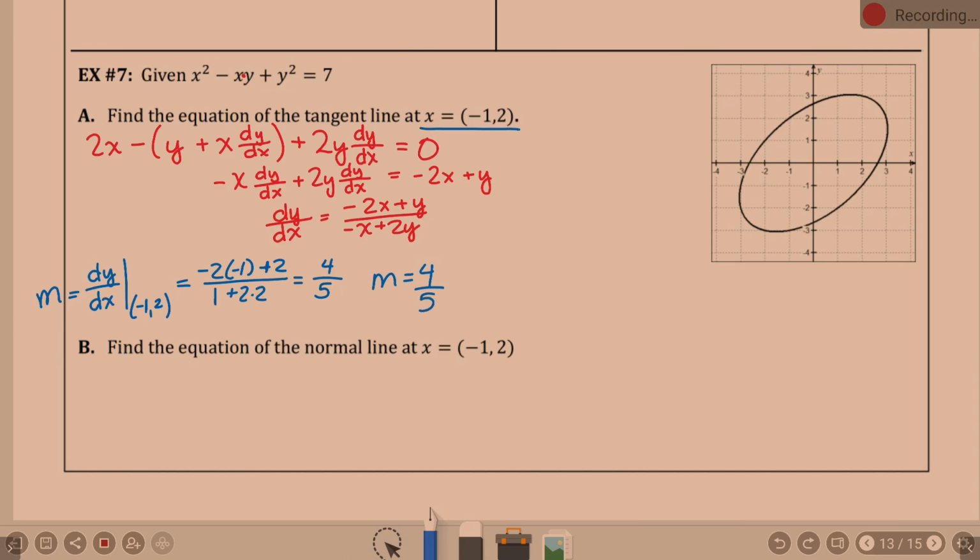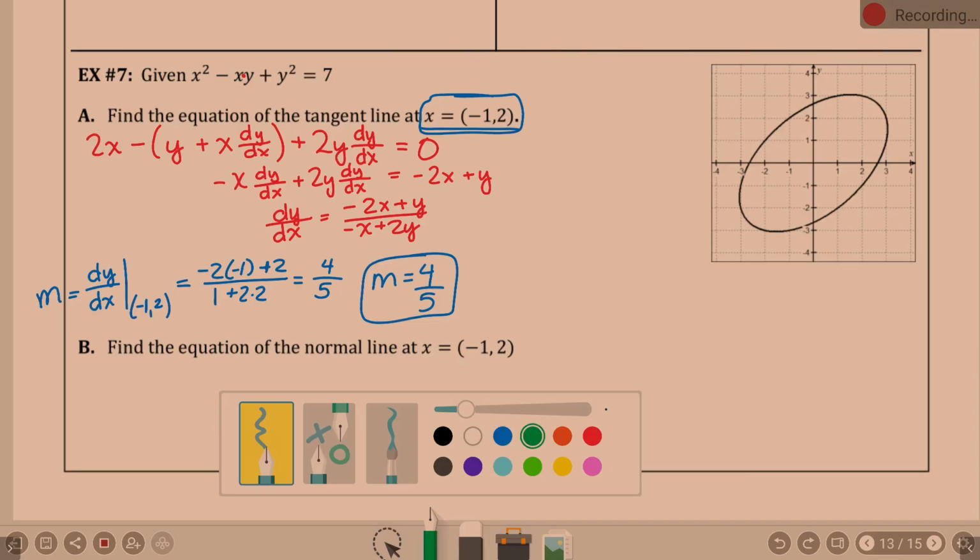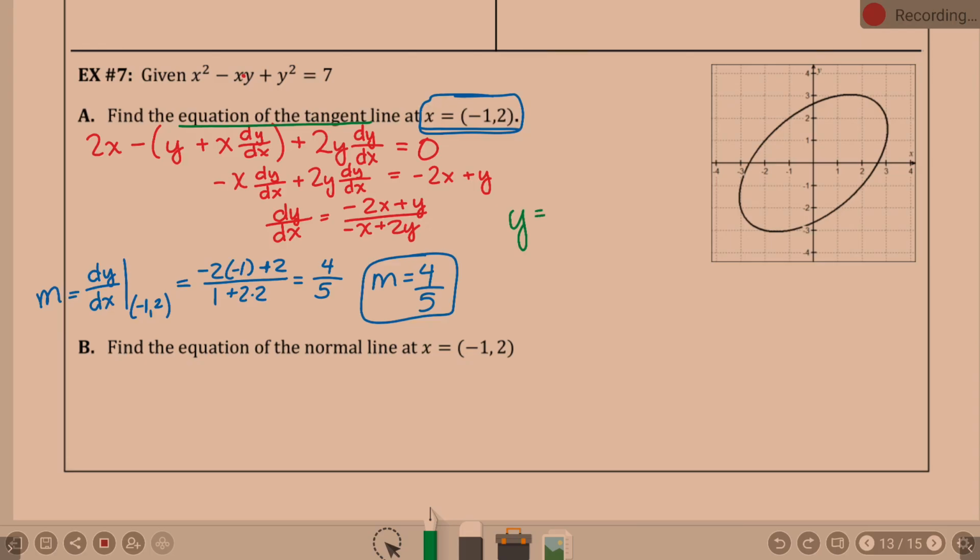So we have a slope. We have a point. I need equation of the tangent line, please. Y equals 4/5 times the quantity x plus 1, plus 2. Okay? Okay. B. Equation of the normal line. Negative 5/4 times the quantity x plus 1, plus 2.